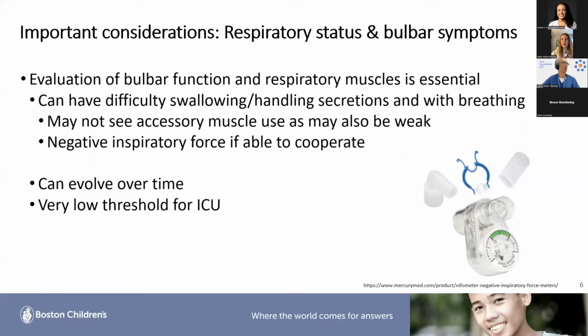So while it's important to assess a patient initially, if their respiratory status is okay initially, not to be falsely reassured, because they can evolve to develop respiratory weakness and difficulty handling secretions as they go along. So very low threshold for ICU, either evaluation or level of care if needed.